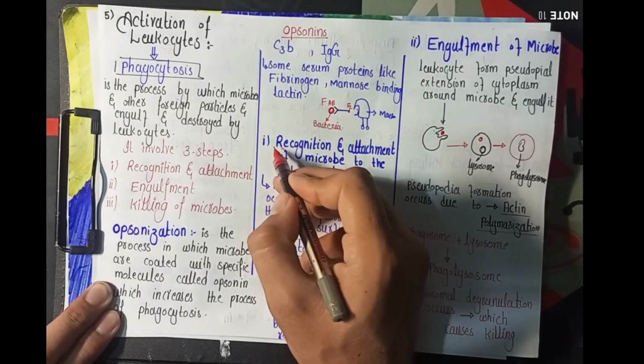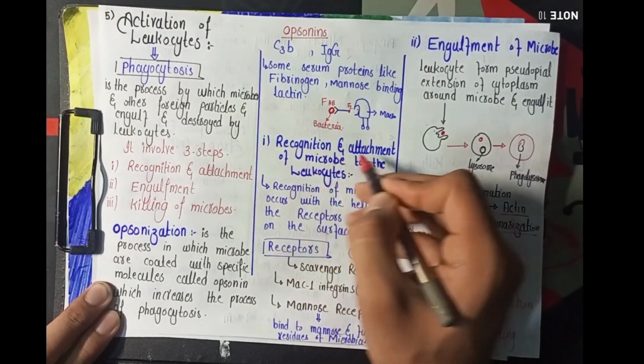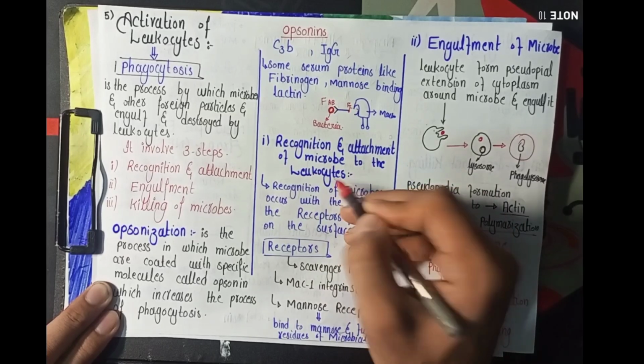Now let us come to the first step in phagocytosis, which is the recognition and attachment of the microbe to the leukocyte.